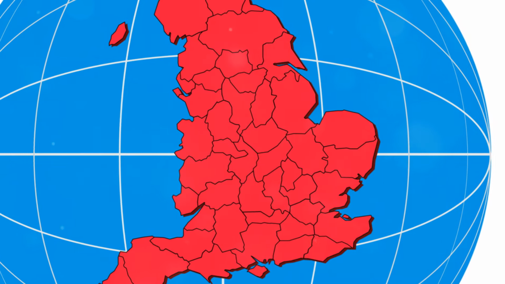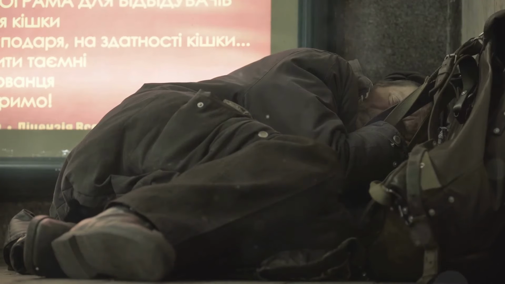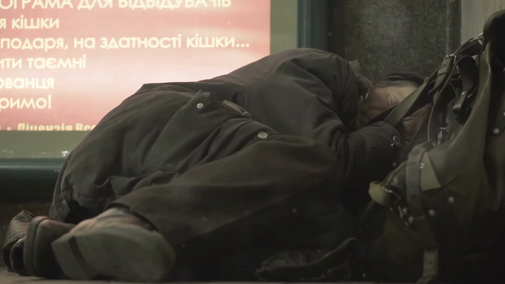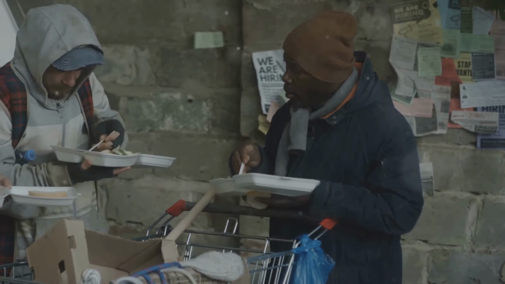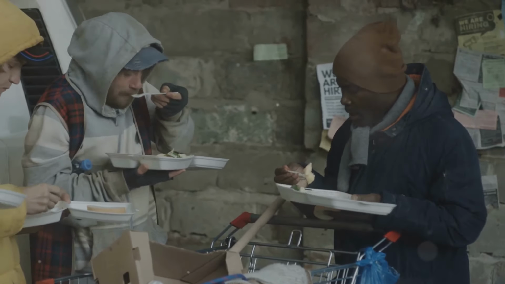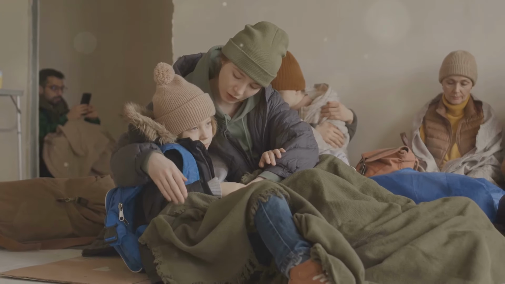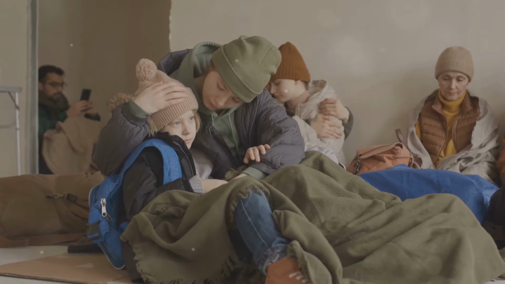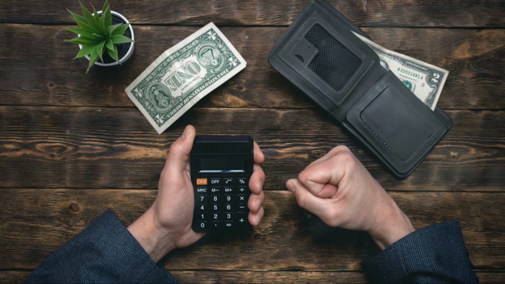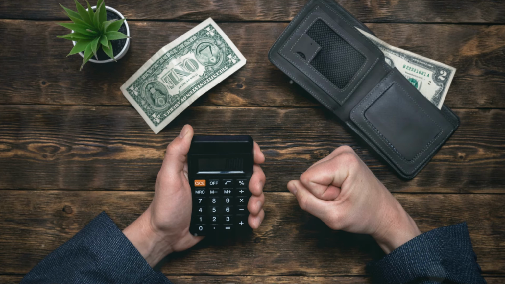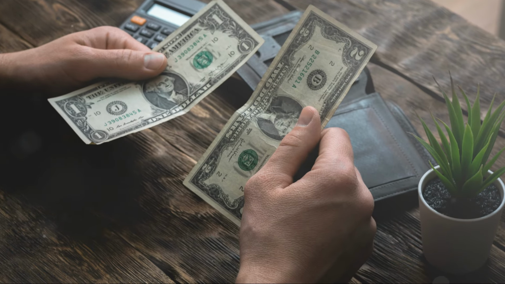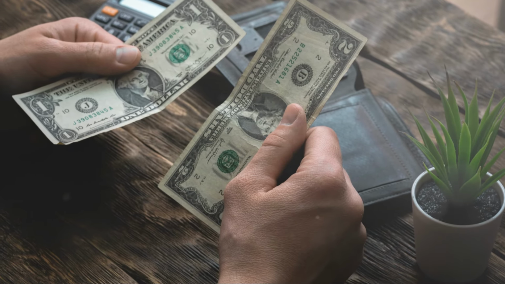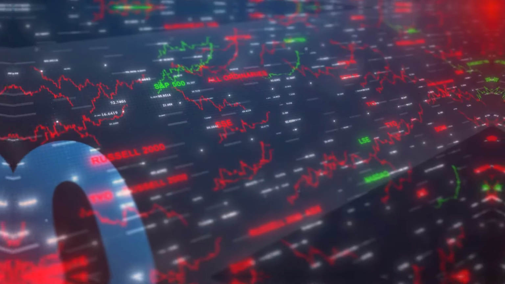Regional disparities are evident, with certain areas experiencing significantly higher poverty rates than others. London, despite being an economic powerhouse, grapples with high housing costs that push many into poverty. These statistics represent individuals and families struggling to make ends meet. Understanding the scale of the issue is crucial for developing effective solutions. The figures serve as a stark reminder of the challenges ahead and the urgent need for action.